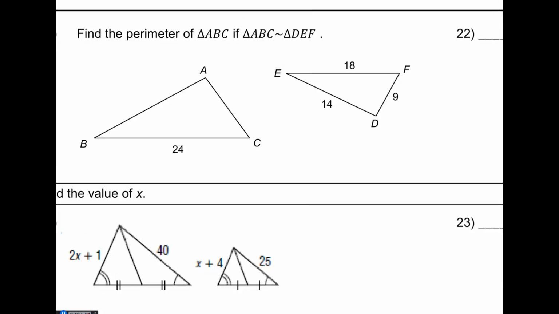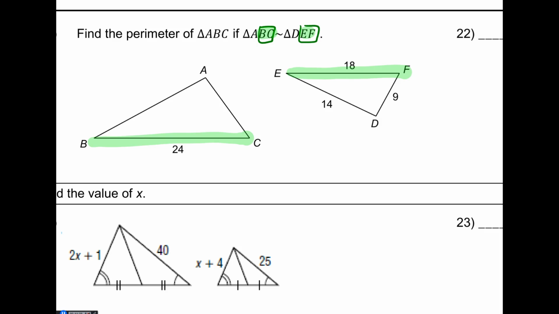Find the perimeter of ABC if these are similar. Ooh, this is a great problem because you're gonna have to find the lengths of the other sides. Alright, so triangle ABC is similar to triangle DEF. So what that means is B to C corresponds to E to F. Why is that important? B to C corresponds to E to F.